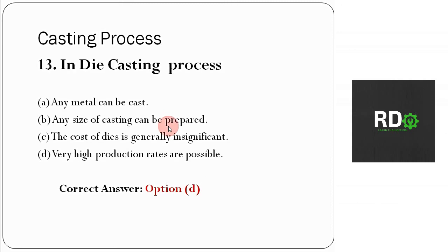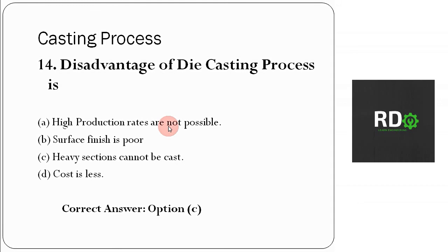In die casting, as you can see, option A, any metal can be cast. Option B, any size of casting can be prepared. Third, the cost of dies is generally insignificant. Option D, very high production rates. Option D will be appropriate for die casting, because large production or high production rates are possible using the die casting process.